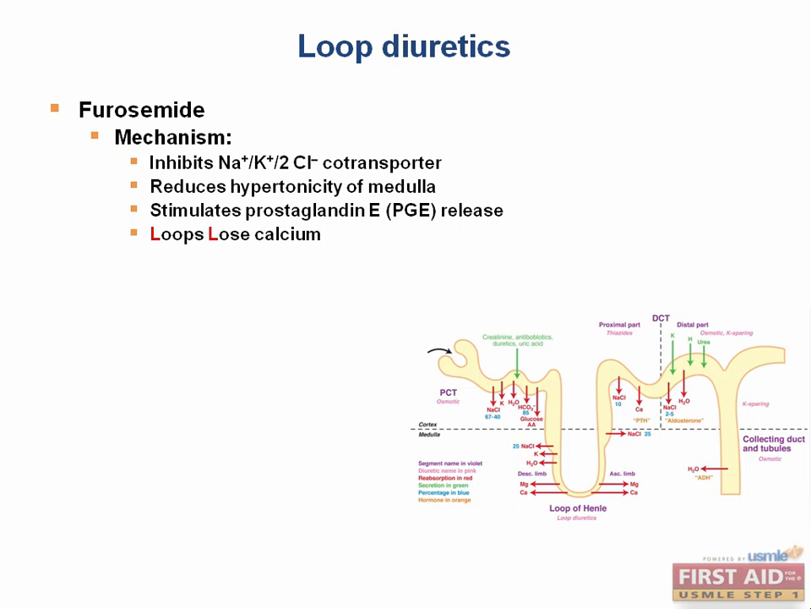It also stimulates prostaglandin E release, and this causes a vasodilatory effect on the afferent arteriole, thus increasing GFR. Also, remember that loops lose calcium, and therefore can be dangerous in patients with what clinical condition?